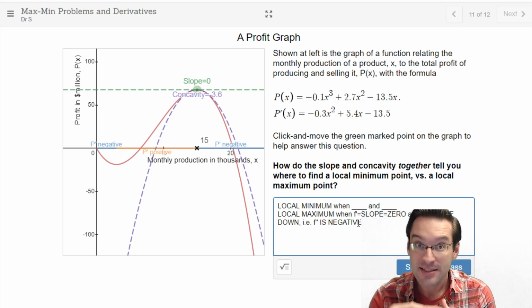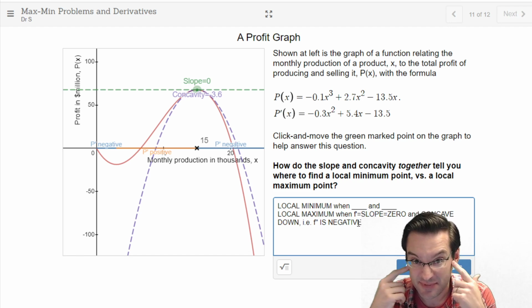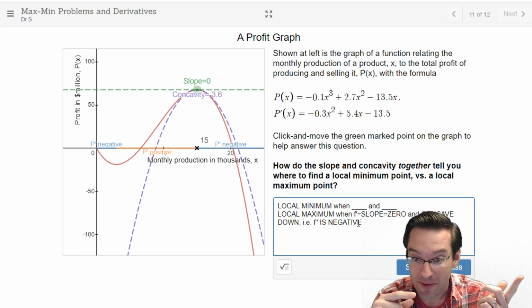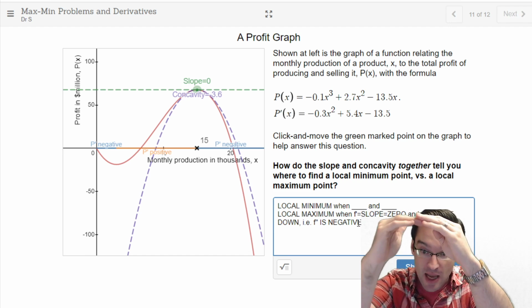is that maximum points happen where the second derivative is negative, which sort of screws intuitively with us, because usually we think negative bad, right? But negative, less than 0, means concave down, which is what happens at the top of a mountain.